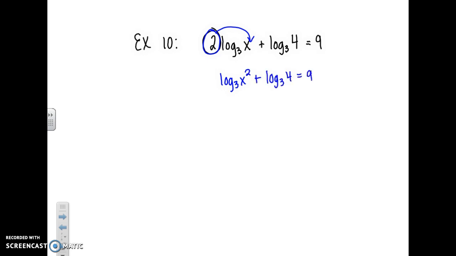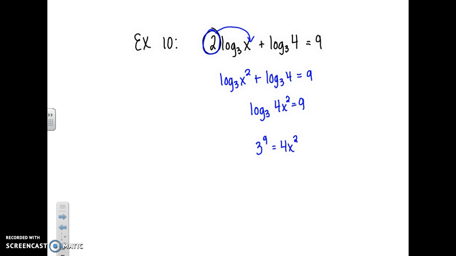And then we can combine these together, so log base 3 of 4x squared equals 9. Now at this point, a lot of students want to drop the logarithm, but we do not have a logarithm on both sides. So rather than drop the logarithm, what we're going to have to do is rewrite this as an exponential. 3 to the 9th power equals 4x squared.